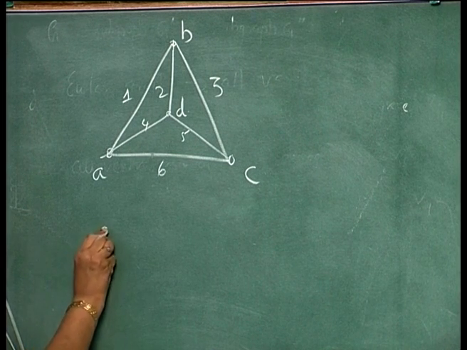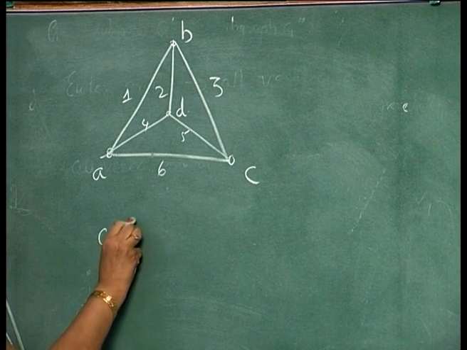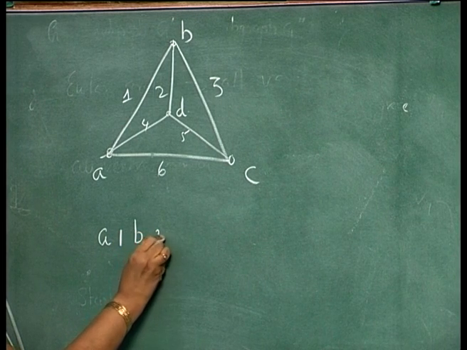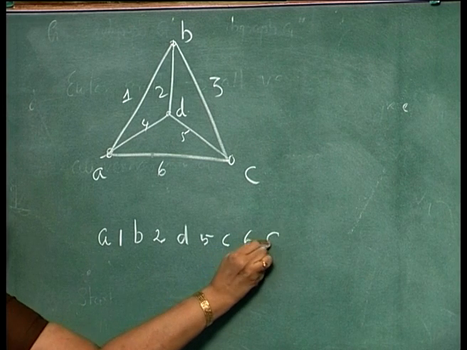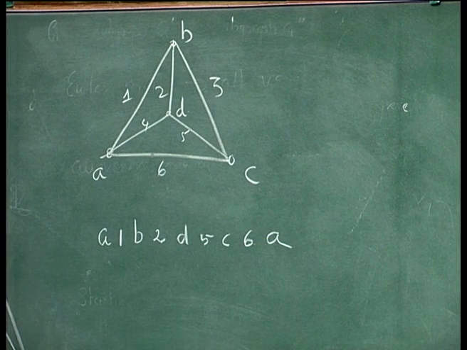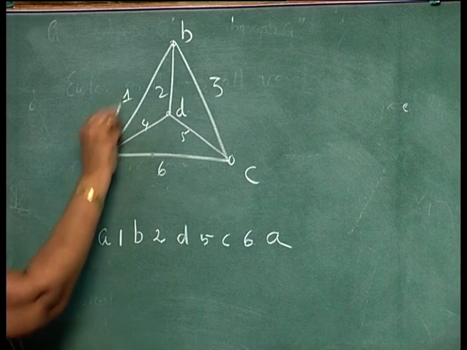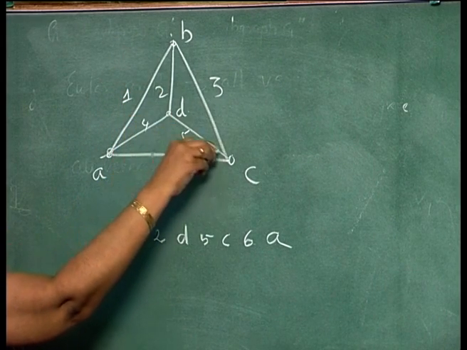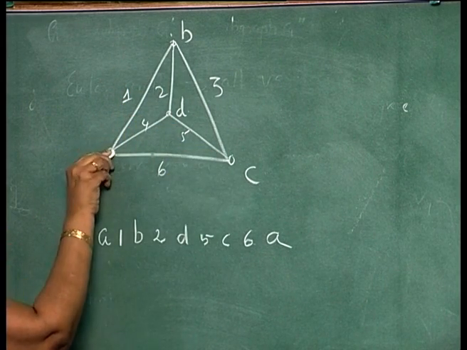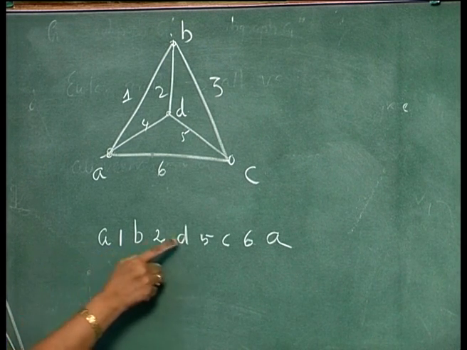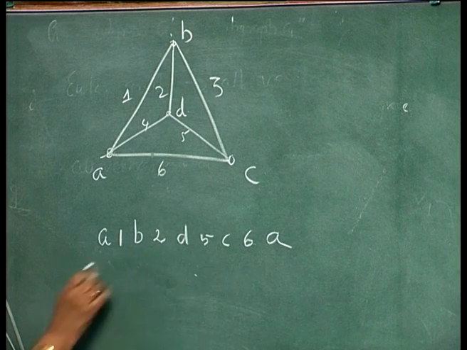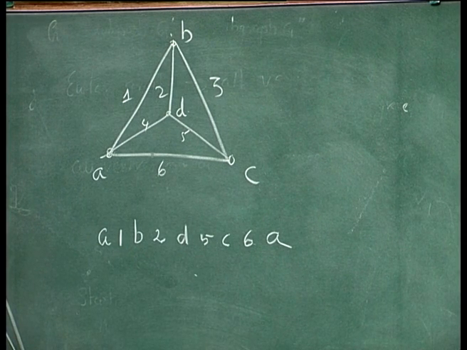For example, here A 1, B 2, D 5, C 6, A is a Hamiltonian circuit. It covers all the vertices A, B, C, D, and it starts and ends at A. This is a Hamiltonian circuit. Can you have any other Hamiltonian circuit here?